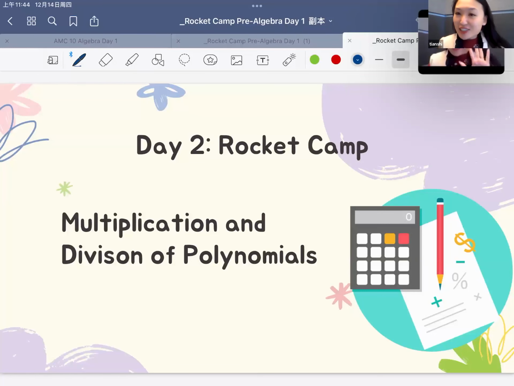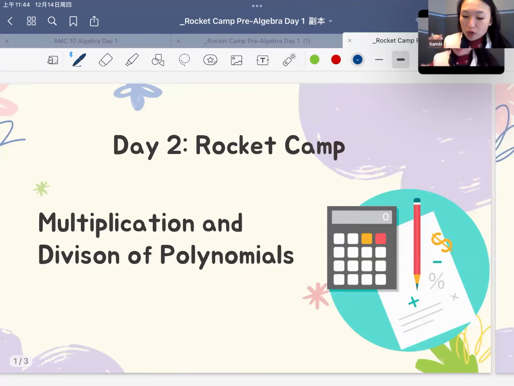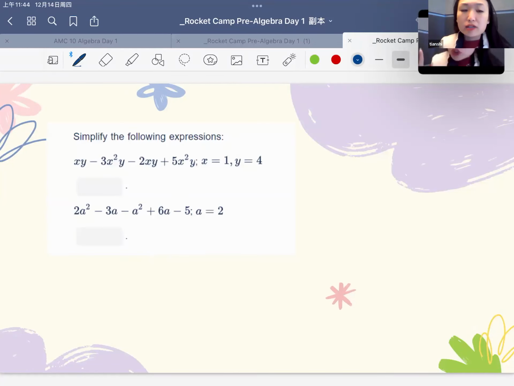Hi guys, this is Teacher Tianshi again, and today we are going to talk about a really fun and interesting topic, which is about the multiplication and also division of polynomials. So we are going to solve two questions together. The first one is a calculation question.